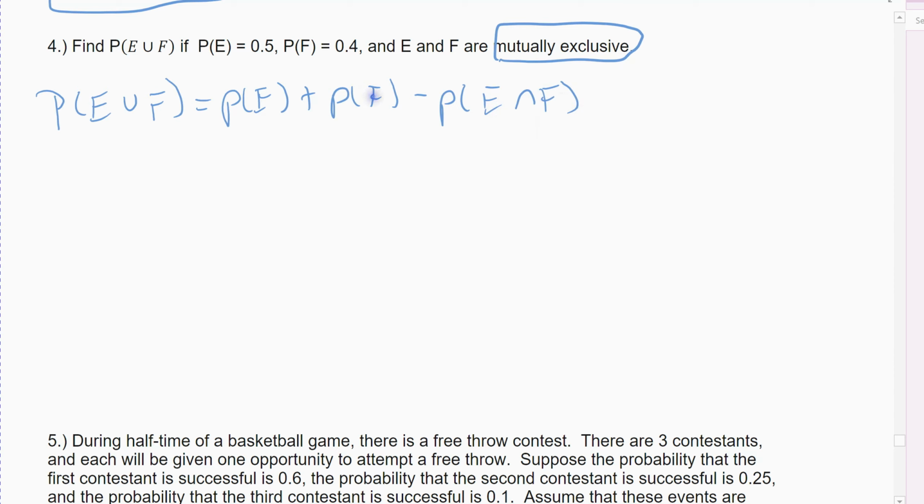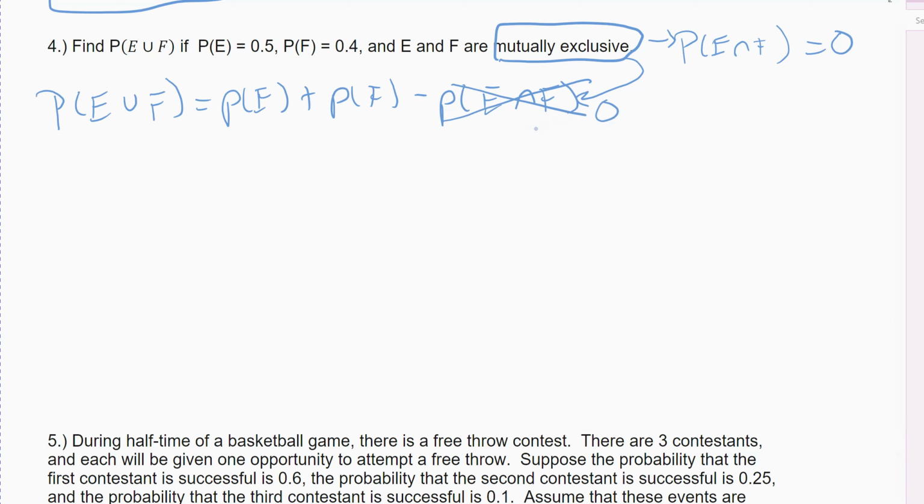And I know the probability of E, that's 0.5. I know the probability of F is 0.4. They didn't tell me the and statement. What they told me was the mutually exclusive, but the mutually exclusive tells me something important about the and statement. Mutually exclusive tells me the probability of E and F happening at the same time is impossible, and so that's 0. And so what that tells me is this doesn't matter. It zeroes away. I subtract nothing because there is no overlap. I don't have to worry about any overlap.